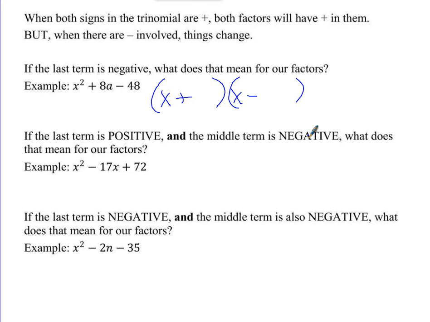I need two numbers that multiply to give me negative 48. Are you going to give me the answer? What is it? Negative 4 and positive 12.